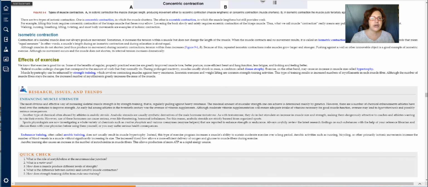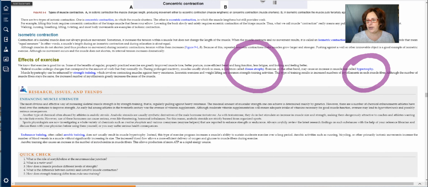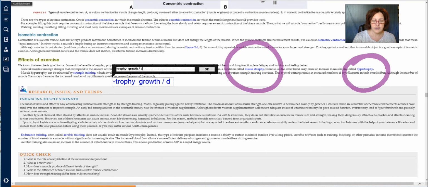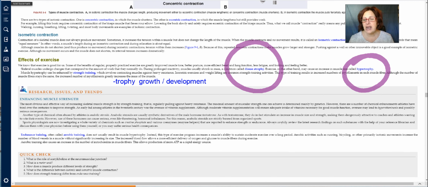The other two terms in here are disuse atrophy and hypertrophy. So med term, trophy means growth or development. So med term A for atrophy means without. So it means without growth or development. And we put the word disuse in front of it. So long-term not using your muscles causes the muscle to waste away.